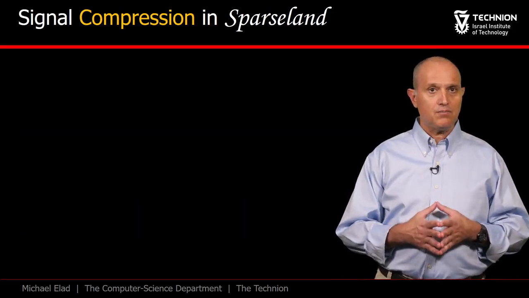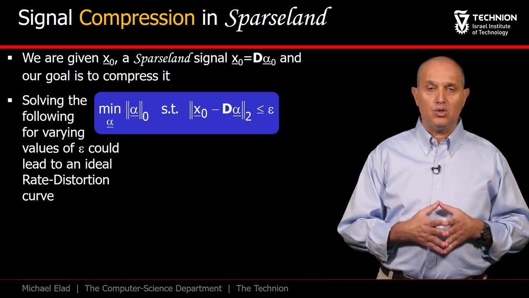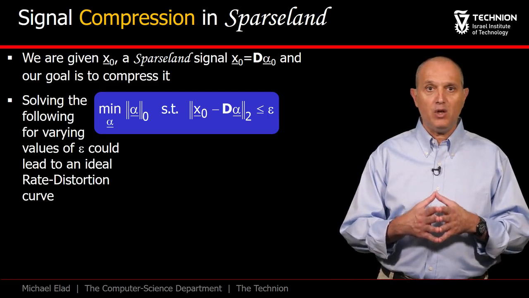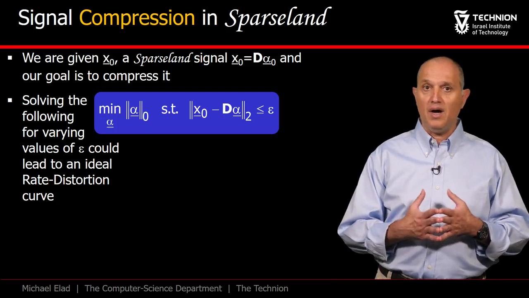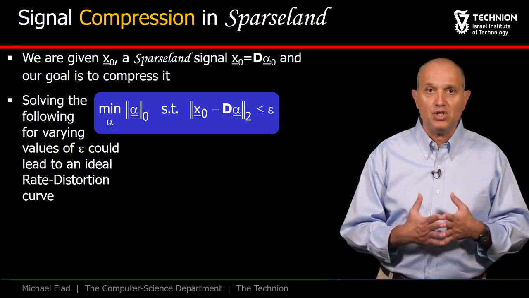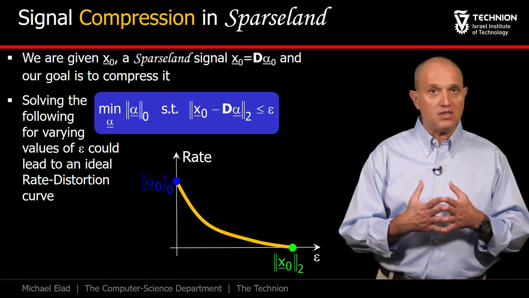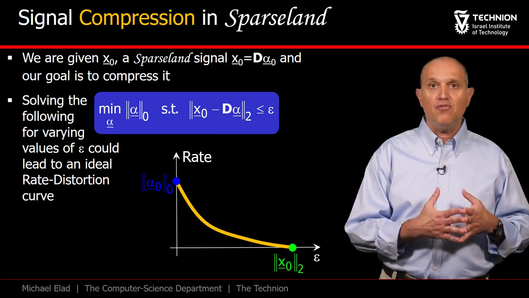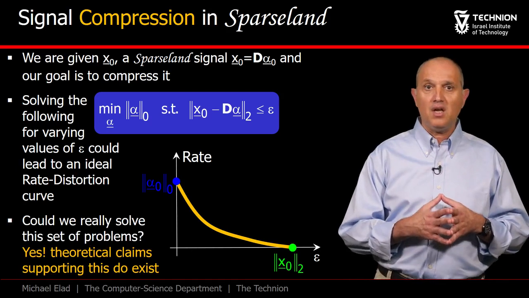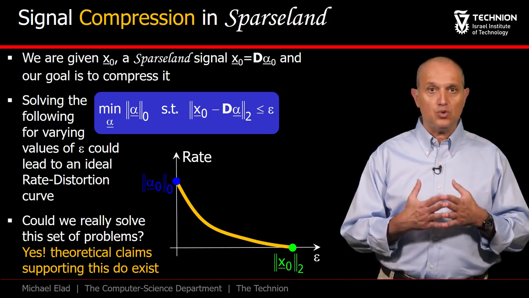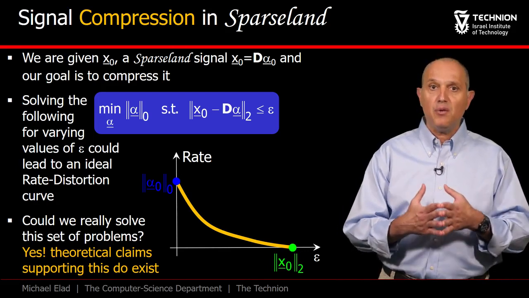What about compression? We are given X0, a SparseLand signal, and we aim to compress it. Solving P0 epsilon while varying the value of epsilon gives us the best rate distortion curve for this signal. Why? Because it seeks the simplest explanation of the signal while allowing a fixed distortion epsilon. The resulting curve looks like this, giving the signal energy for a 0 rate and the cardinality of alpha 0 for a 0 distortion. Here again, we find ourselves in need to solve P0 epsilon, and here again we can rely on the pursuit methods and the theory that accompanies them.